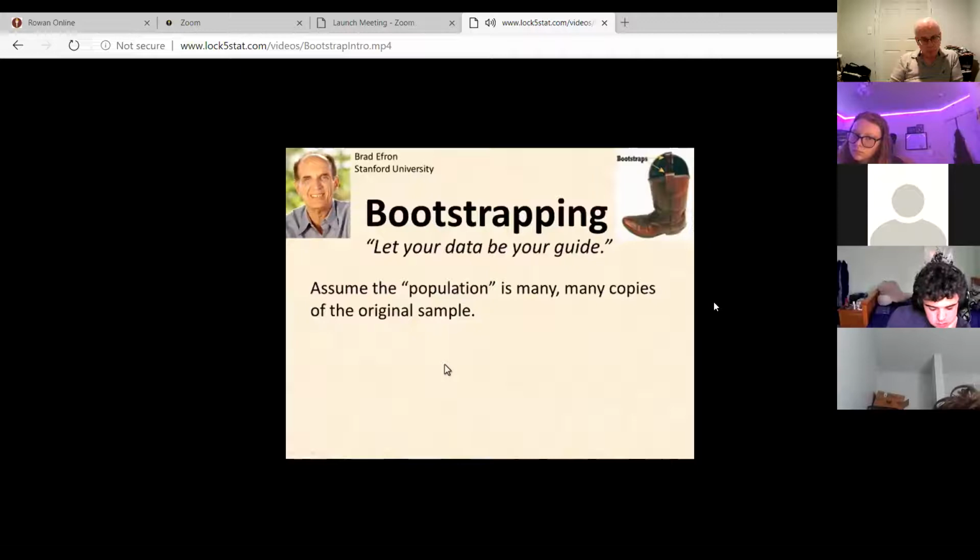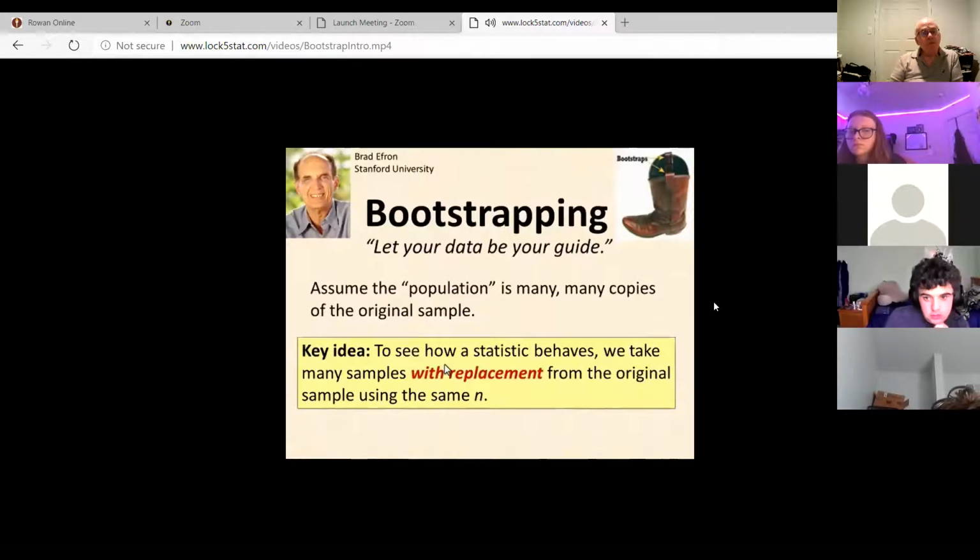So again, we assume the population has many, many copies of the original sample. The key idea to see how a statistic behaves, in particular to measure the variability in the statistic, is we take many samples with replacement from the original sample using the same sample size.